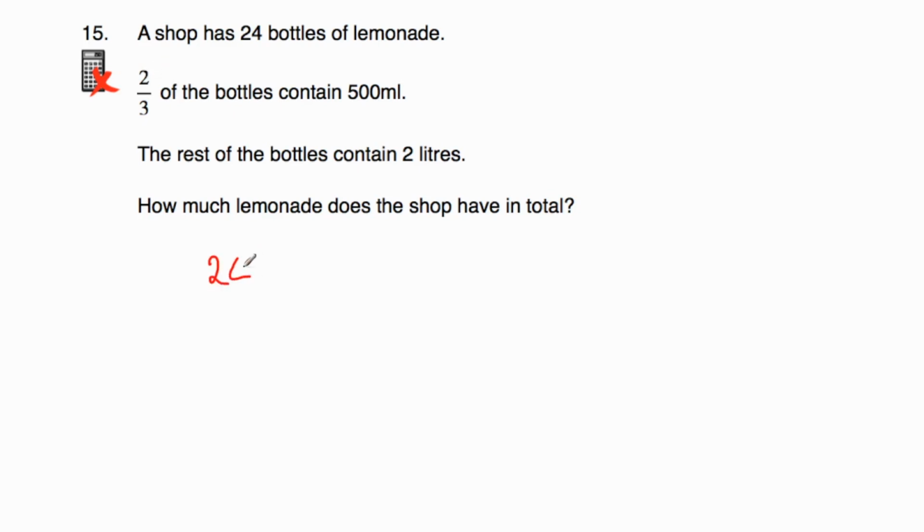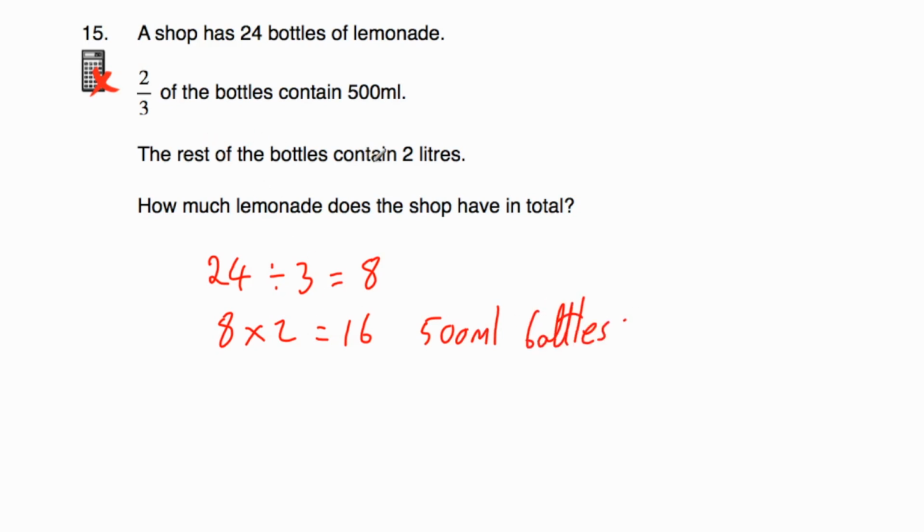So let's take 24 and divide it by the bottom, which is 3. So 24 divided by 3 is 8. And then multiply by the top, the numerator, 8 multiplied by 2 is equal to 16. So that means there's 16 500 millilitre bottles. And then the rest of the bottles contain 2 litres.